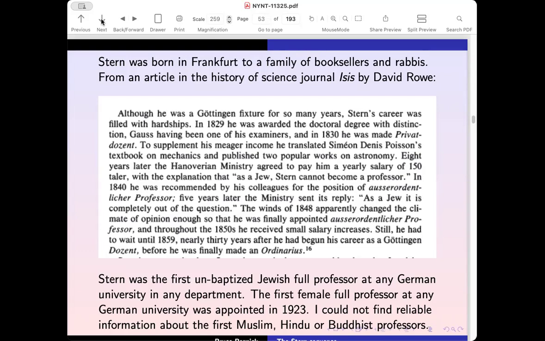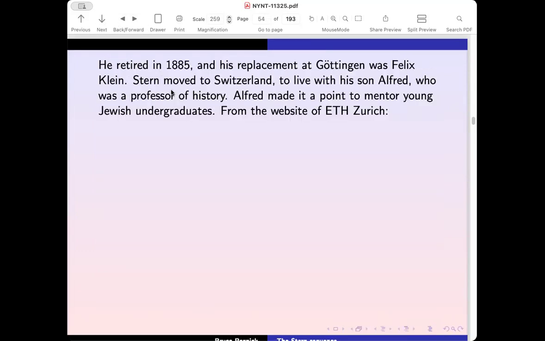I did some research on this just to try to balance things out. The first female full professor at any German university was appointed in 1923. I think she was a soil chemist. And I could not find reliable information about the first Muslim, Hindu, or Buddhist professors, but I suspect those are post-World War II, when the German universities did not dominate research the way they did in the past. He retired in 1885. His replacement was Felix Klein.